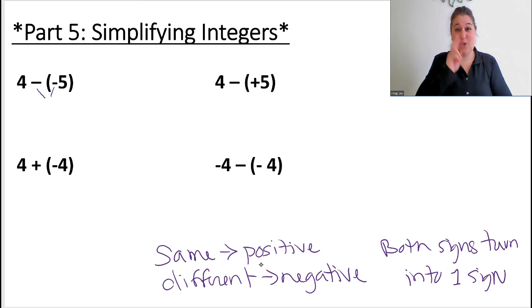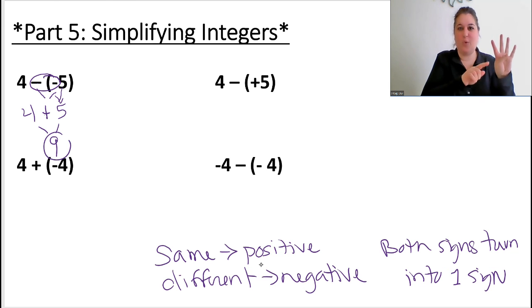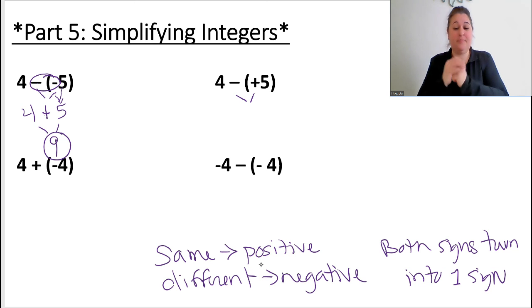So let's look at 4. A negative and a negative. Even though this looks a little shorter, it's just the way that it was typed. So 2 negatives next to each other make a positive. So both of those turn into one sign. Then just bring down the numbers and then solve. 4 plus 5 is 9. Now for this one, they're different signs. So I'm going to put a negative.